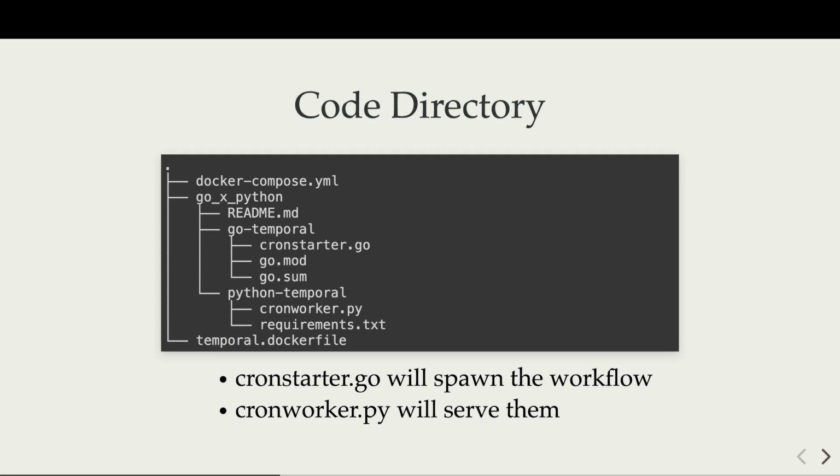So basically this is the code directory. You can look at it, and the GitHub repo is in the description. We have the Docker compose file, and basically you have to spin up the Temporal development server there, and then the directory. The directory is Go with Python, and your Go Temporal will be like the cron starter, which will be spawning the workflow. In this case, it will be a cron that runs every minute.